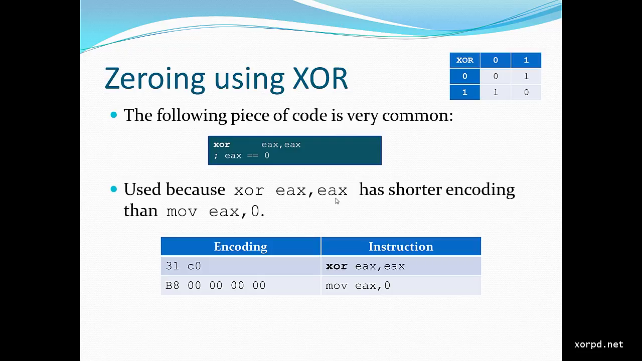Let's look at the specific encoding. This instruction XOR EAX, EAX has this very short encoding, 31C0. However, the instruction MOV EAX, 0 has this large encoding. Note that you could actually put two XOR instructions and still have one extra byte, which means that the XOR instruction is much shorter than the MOV instruction when stored in memory.